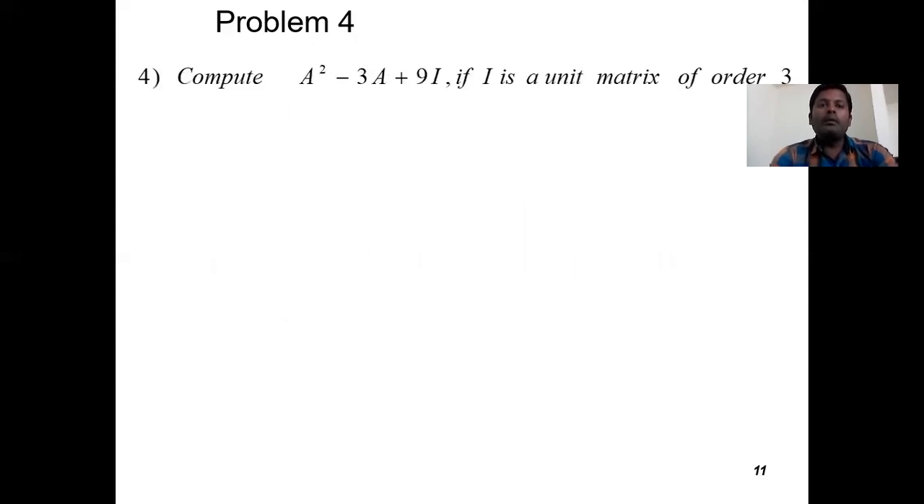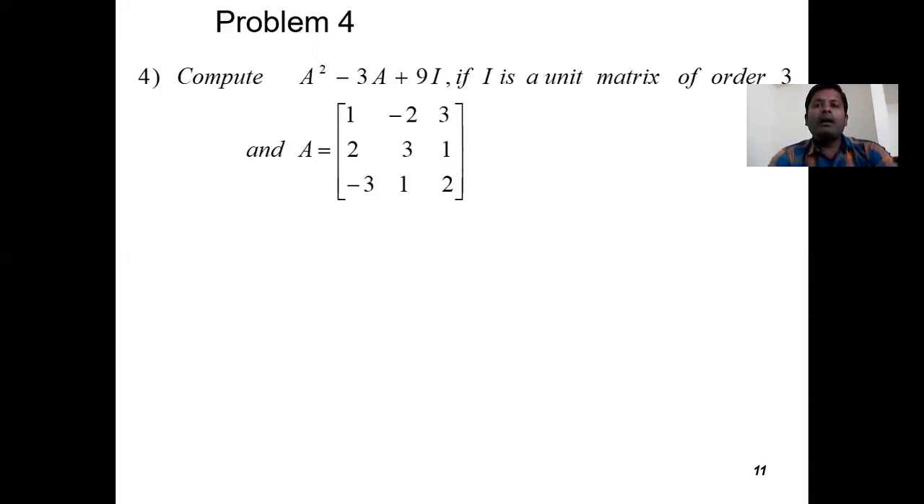Here problem number 4 is: compute A square minus 3A plus 9I, if I is a unit matrix of order 3. We know that I is the unit matrix. I means identity matrix. What is the identity matrix of a 3 by 3 matrix? That is 1 0 0, 0 1 0, 0 0 1. Here given A is equal to 1, minus 2, 3, 2, 3, 1, 3, minus 3, 1, 2. Now we find the value.